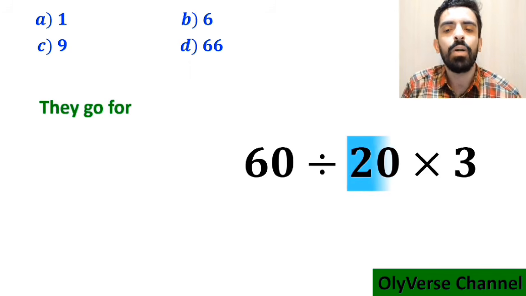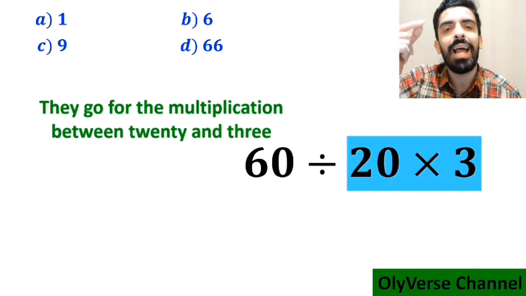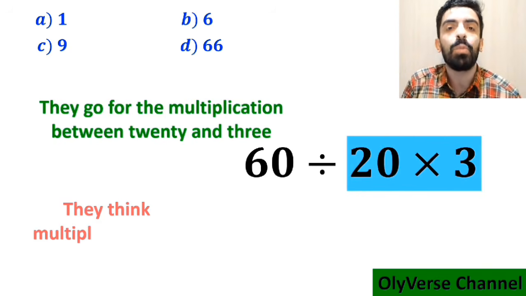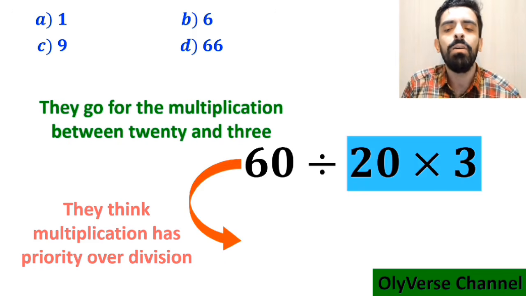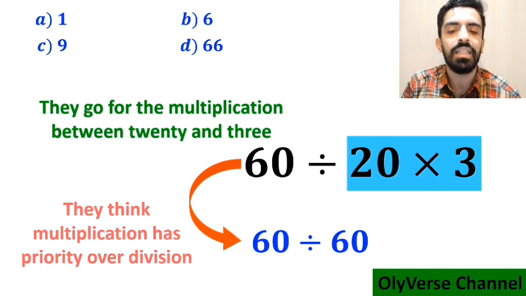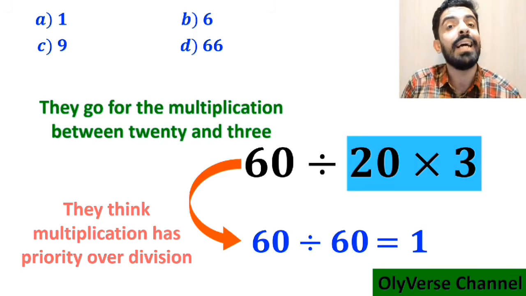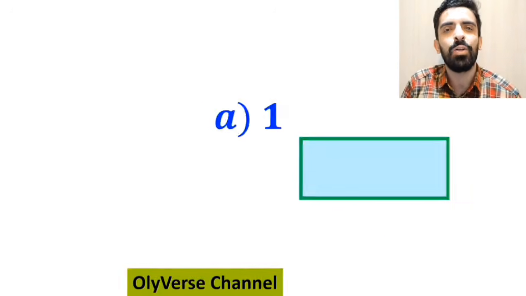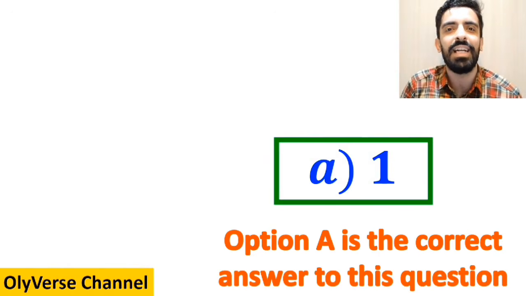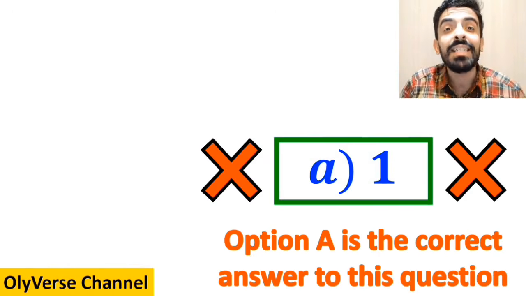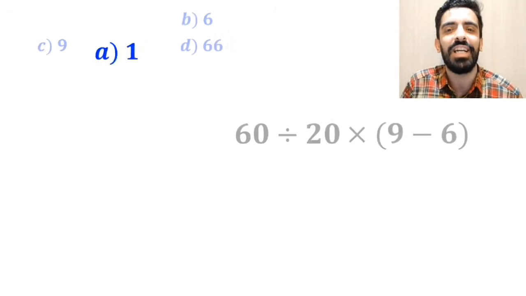And the next step, they go for the multiplication between 20 and 3 because they think multiplication has priority over division. So, this expression simplifies to 60 divided by 60, which finally gives them the answer 1. And immediately, they conclude that option A is the correct answer to this question. However, it's not the correct answer to this question.